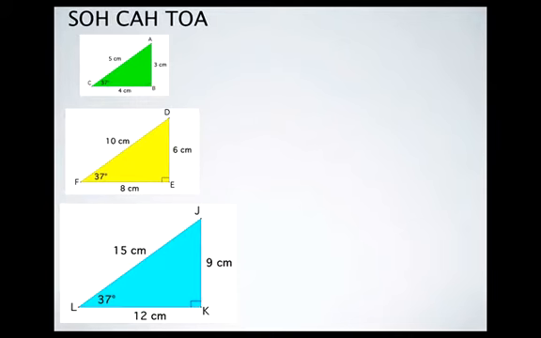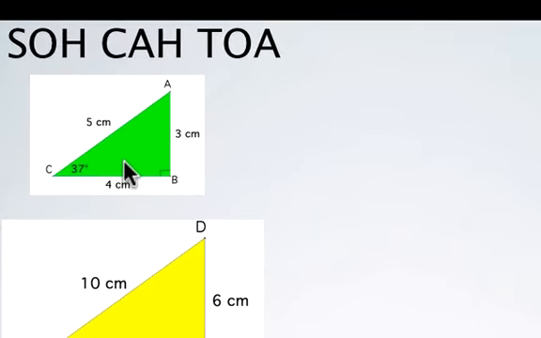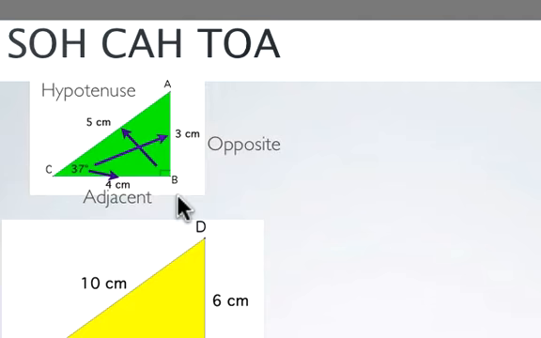Now the first thing you were asked to do is to identify for the 37-degree angle the side that was opposite, adjacent, and hypotenuse. In the first triangle ABC, the hypotenuse is the 5 centimeter side, the opposite side is the 3 centimeter side, and the adjacent side is the 4 centimeter side.